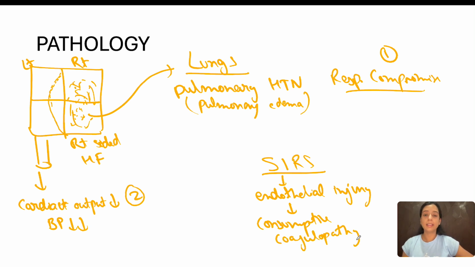Or what I can say in simple language, DIC. That is the third thing. So it all started with pulmonary hypertension resulting in right and left-sided heart failure, in the end resulting in consumptive coagulopathy. All this because the meconium-laden amniotic fluid reached the maternal lung.